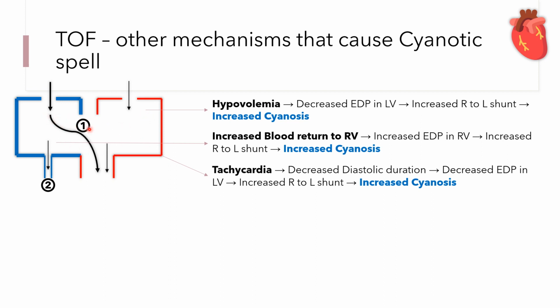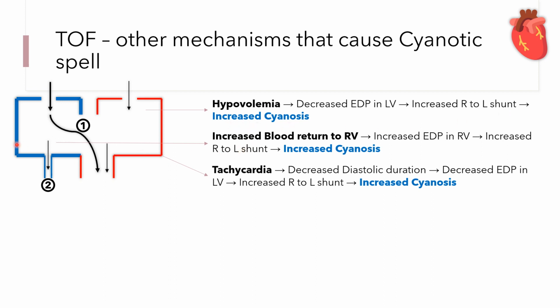That will lead to increase in right to left shunt and occurrence of cyanosis, increasing severity of cyanosis. So hypovolemia leads to decreased end diastolic pressure inside the left ventricle, which will lead to increase in right to left shunt, which will lead to increase in cyanosis.